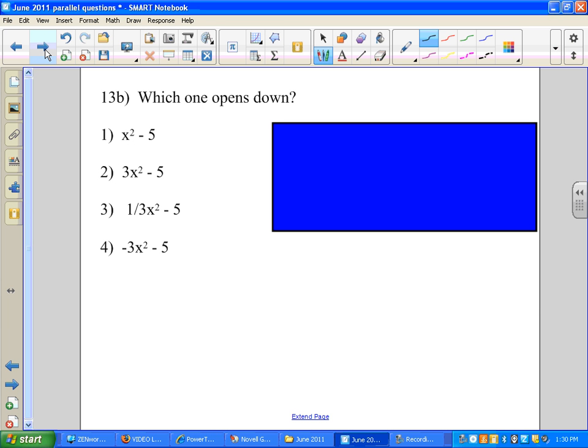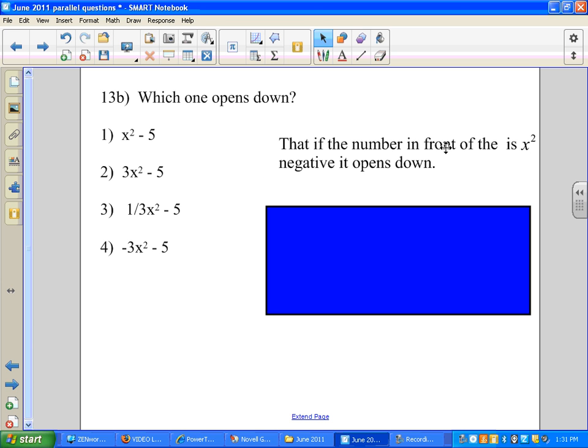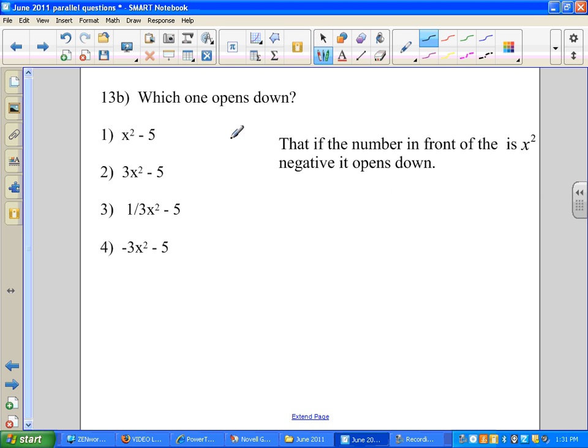Which one opens up? Well, from the previous question, we saw that if the number in front of the x squared is negative, it opens down, which means that if it's positive, it opens up. So which one of these numbers in front of the x squared is negative for it to open down? Write down your learning sentence right there. Let's go on to the next question.